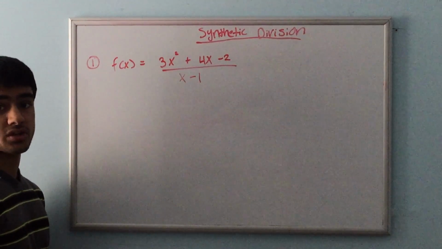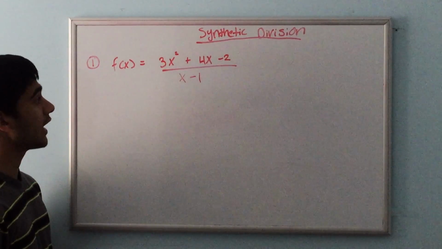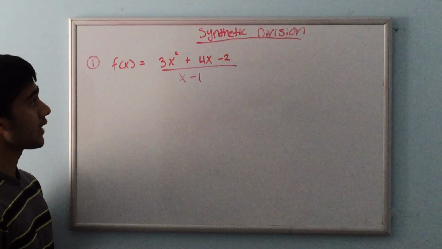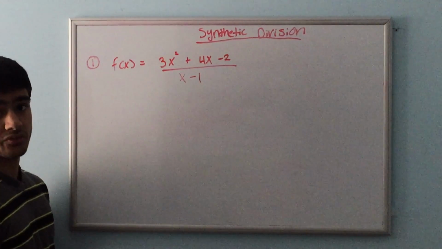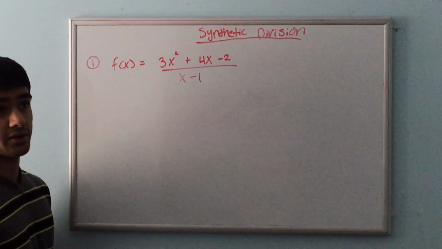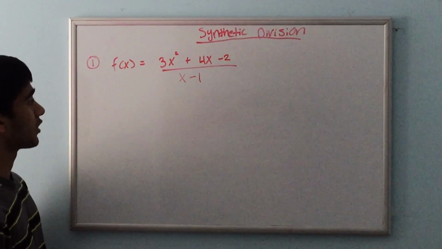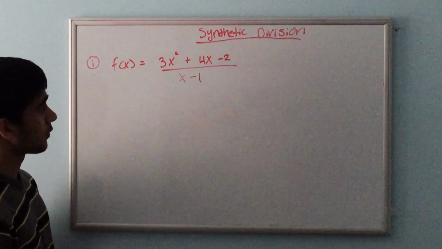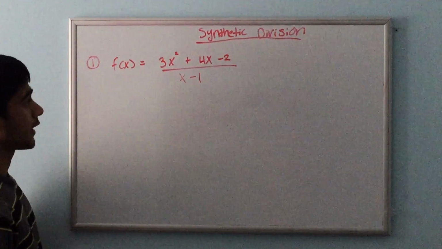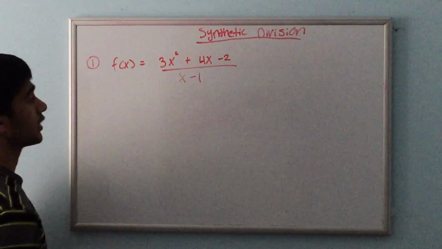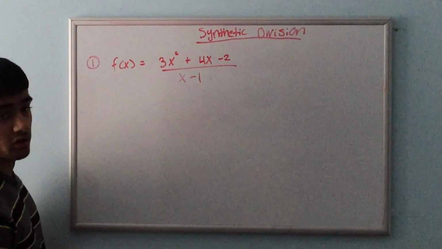Over synthetic division, and it's used to divide two functions. And synthetic division is easier than long division. It's less calculations, and it's just overall easier. So let's say we have the function 3x squared plus 4x minus 2 over x minus 1, and we want to divide this x minus 1 into the 3x squared plus 4x minus 2.